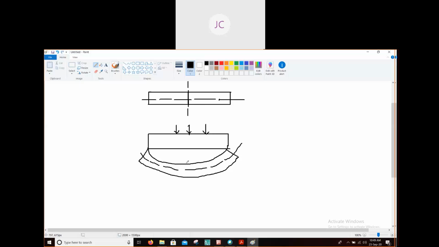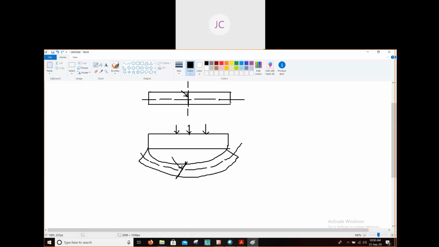Now, what is the meaning of the assumption? If you consider this section before the bending, after the bending your section will become like this. The section perpendicular to the axis before bending and the section perpendicular to the axis after bending, both are the same. Do you understand this now?